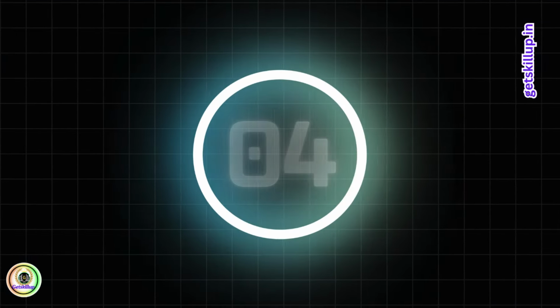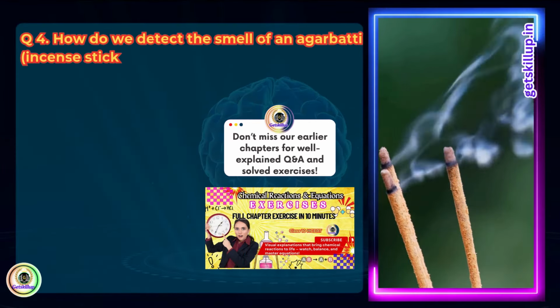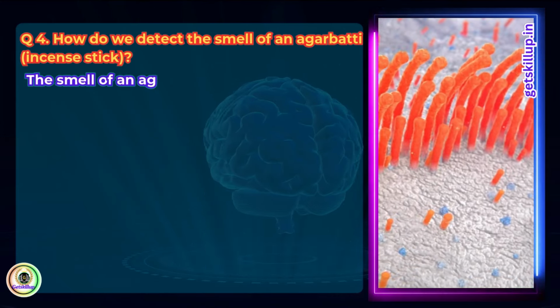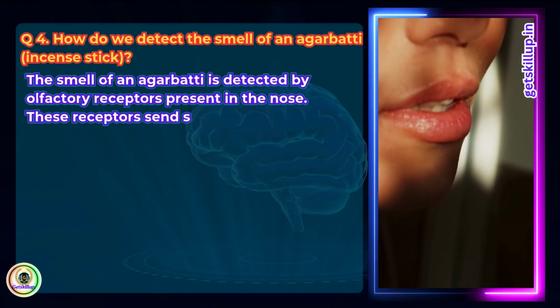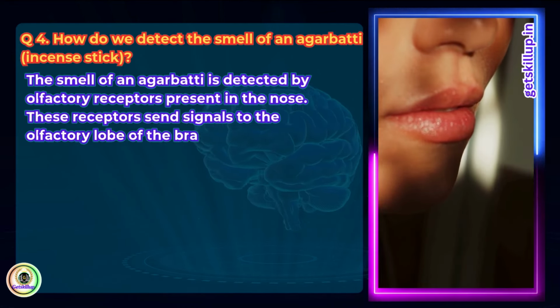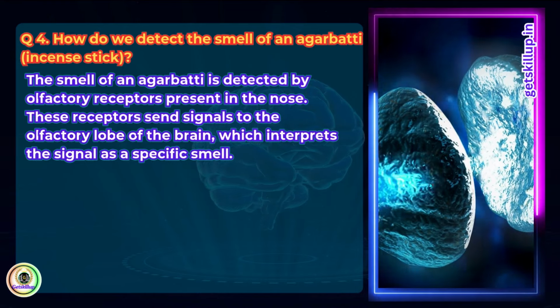Question 4. How do we detect the smell of an agarbatti, an incense stick? Answer. The smell of an agarbatti is detected by olfactory receptors present in the nose. These receptors send signals to the olfactory lobe of the brain, which interprets the signal as a specific smell.